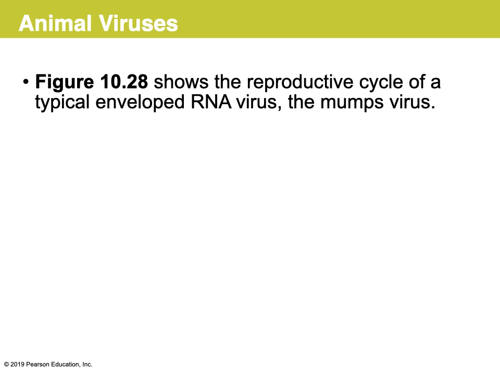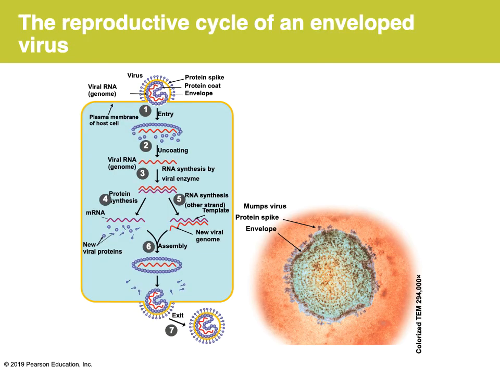Now this next diagram is going to go through the reproductive cycle of a typical enveloped RNA virus, which is, in this case, the mumps virus. So just sort of zooming in, you see on the lower right hand is actual little mumps viruses.